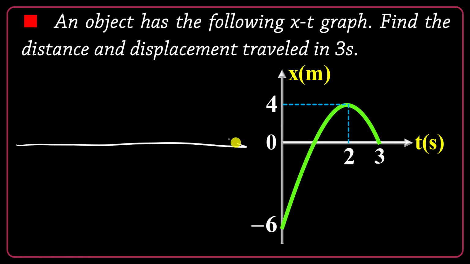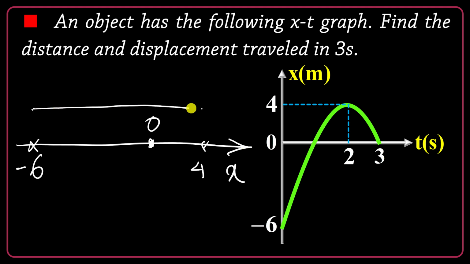Let's draw a horizontal axis as x and then show the object. Here I may suppose that this is the origin and then it starts from -6, goes to the right to x equals 4. My graph may not be drawn to a scale, but anyway, please accept it. It starts from -6, goes to 4, and then continues into the reverse direction of motion till here. Maybe like that. And at t equals 3, it's finished. Okay, find the distance and displacement traveled in 3 seconds.